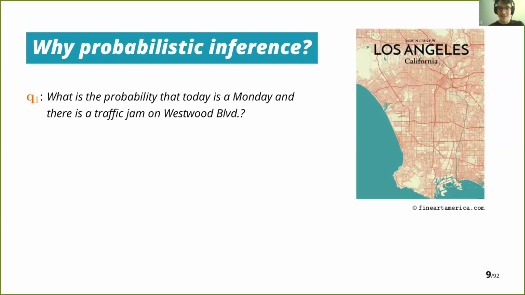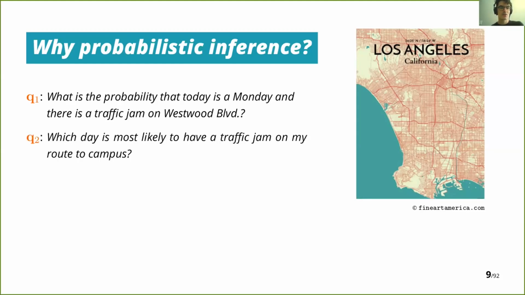So here is one example for you. Suppose you are a decision maker and you have to manage the mobility of the whole city of Los Angeles. So you may ask yourself, what's the probability that today is a Monday and there is a traffic jam on Westwood Boulevard? Maybe you're just a student and you just want to know which day is most likely to have a traffic jam on my route to UCLA campus.